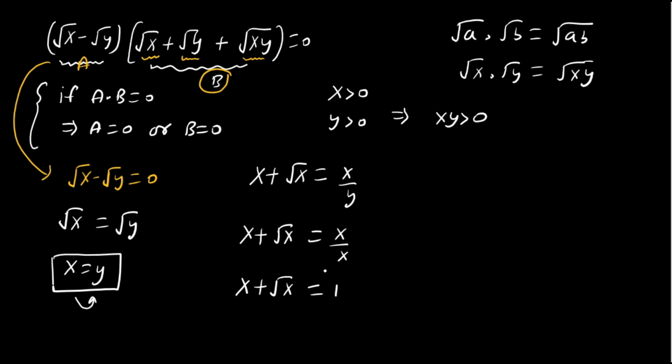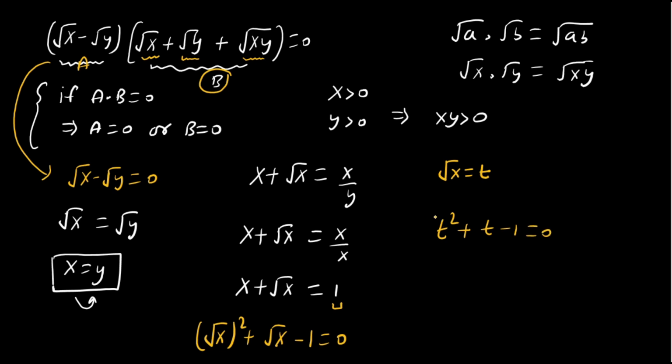Now we know that this x is the same as square root of x whole square, plus square root of x, and if we take this 1 to the left hand side, then it is minus 1, equal to 0. Now here we will apply substitution. If we substitute square root of x equal to t, then t square plus t minus 1 is equal to 0. This is a quadratic equation in terms of t.